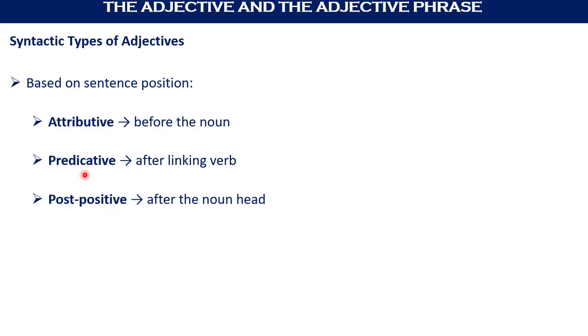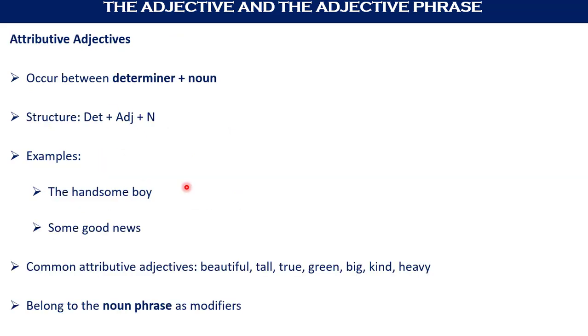Let us expand these syntactic rules. First, let us talk about attributive adjectives. Now, before you get an attributive adjective, it means that you are going to have this structure of your noun phrase: a determiner, an adjective, and a noun. So all attributive adjectives occur between a determiner and a noun. So when you have a determiner and a noun, any adjective that comes in between is in the attributive position.